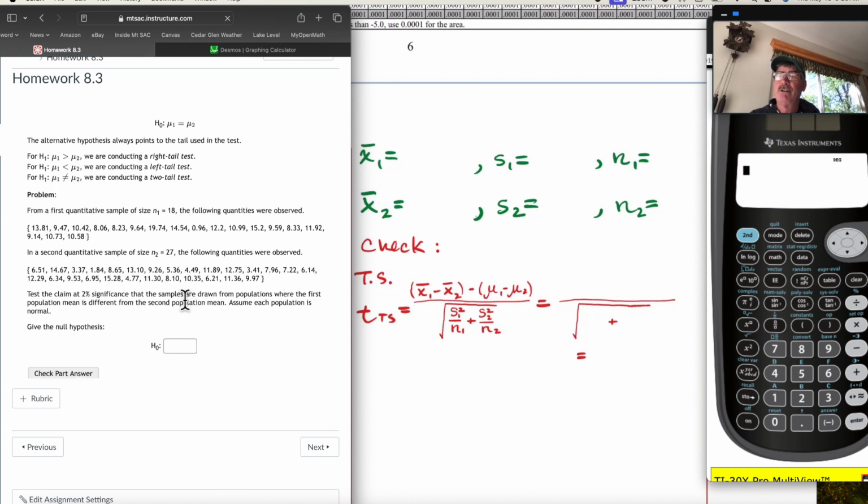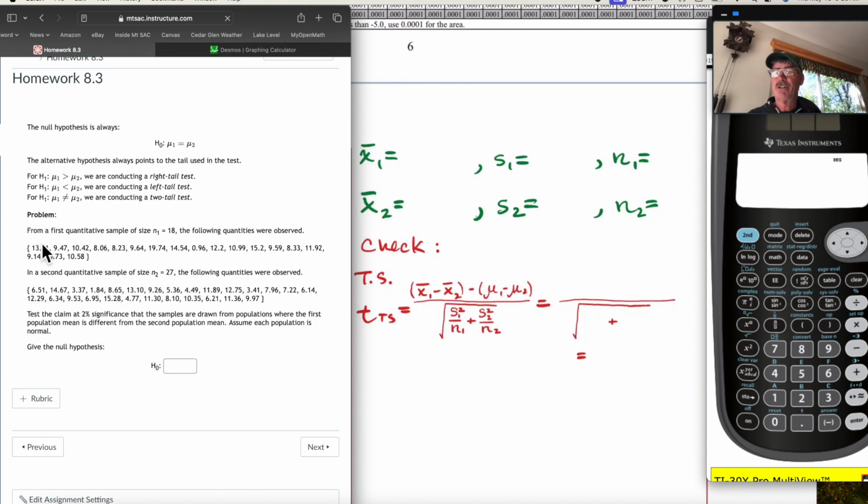Okay, so for the problem, it says from a first quantitative sample of size n1 equals 18, the following quantities were recorded. Then we have a second quantitative sample of size 27 with a list of numbers. And we want to test the claim at 2% significance. So I'll put this up here: alpha is 0.02.